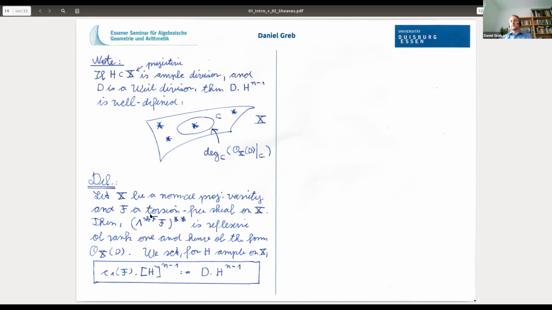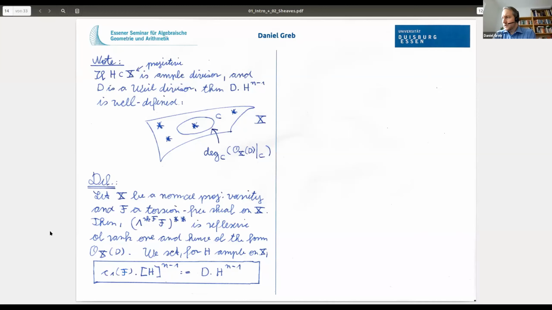So this means that what I have here is a reflexive sheaf, and what's the rank? Because it's the maximal wedge power, it's reflexive of rank 1. And so this means it's of the form OX of D. So I can do the following. Whenever I have an ample divisor H on X, I can define the intersection number C1 of F dot H to the n minus 1. On the left-hand side, that's just a notation. It will be a number, namely D times H to the n minus 1, where I explained above how to compute this. So this means I have a way of intersecting the determinant of F with the n minus first power of an ample bundle H, even on a normal variety.